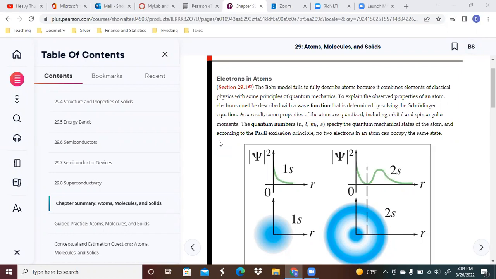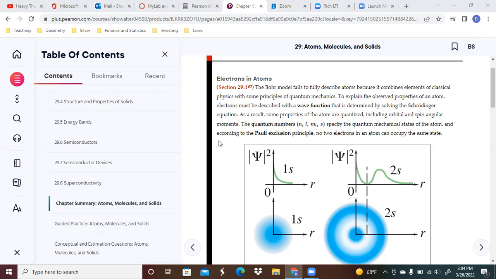So how do we look at it? Well, the Bohr model here doesn't describe atoms very well because it combines elements of classical physics along with quantum mechanics. Now, you might not think that's a bad thing, but unfortunately, it's just simply inadequate to describe fully what is taking place.